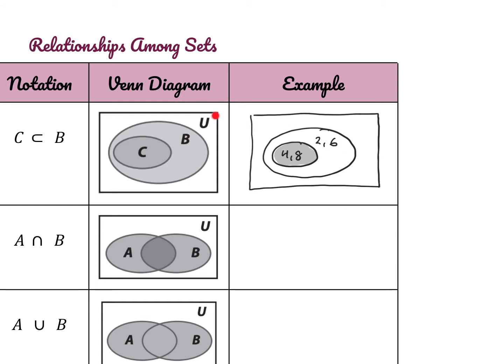And then you can see that our broader box is our universal set. So there we would list all of the other values that are not in B. That would be 1, 3, 5, 7, and 9.